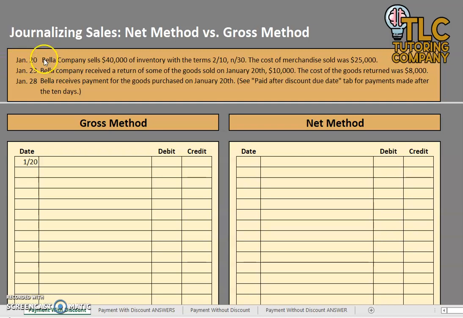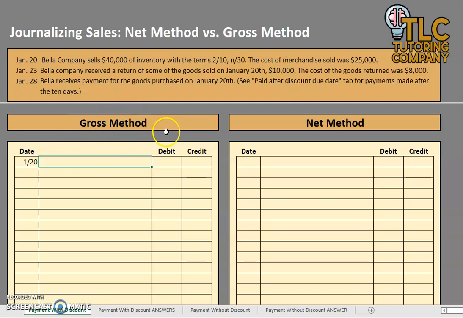For our first transaction, we have January 20th, and they're telling us that Bella Company sells $40,000, there's our sales price, of inventory with the terms 2/10, net 30. Here are our credit terms. They mean that the buyer will receive a 2% discount if they pay off the amount due within 10 days, regardless the full amount is due within 30 days. Then they also tell us what the cost of this merchandise that had been sold was to the seller originally. They had originally paid $25,000 for these goods.